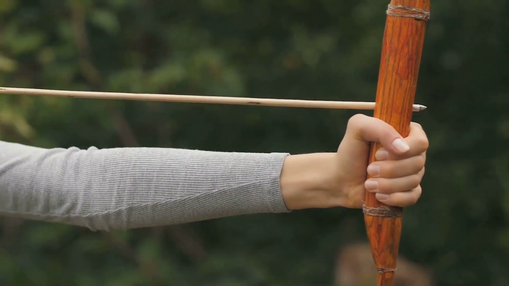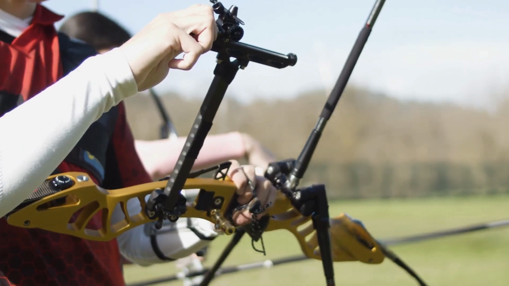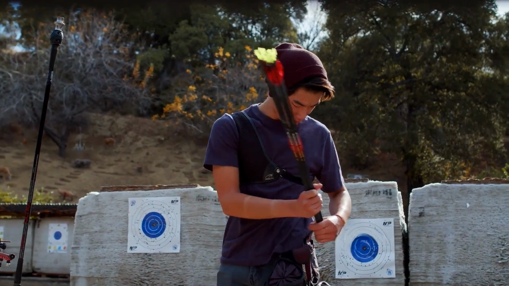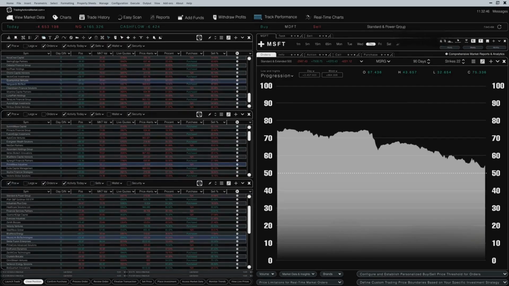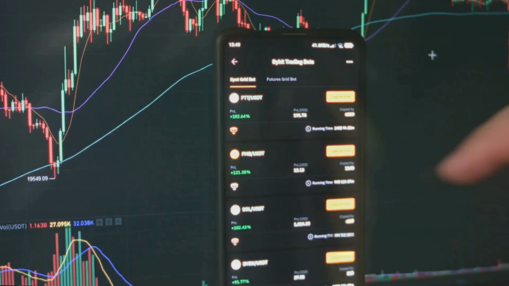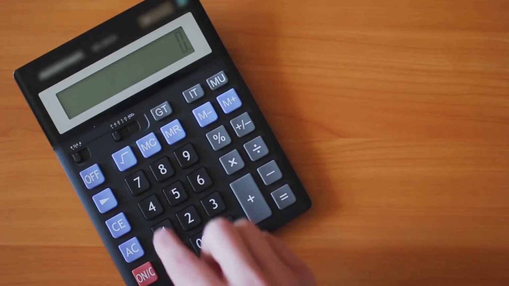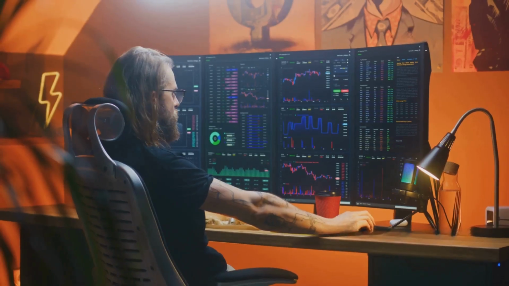Think of it like an archer. The initial move is drawing the bow. The retracement is steadying the aim, and the extension levels are the target rings. Extensions help you set realistic profit goals and manage risk. If you know your entry, stop loss, and extension target, you can calculate your risk-to-reward ratio, crucial for smart trading.